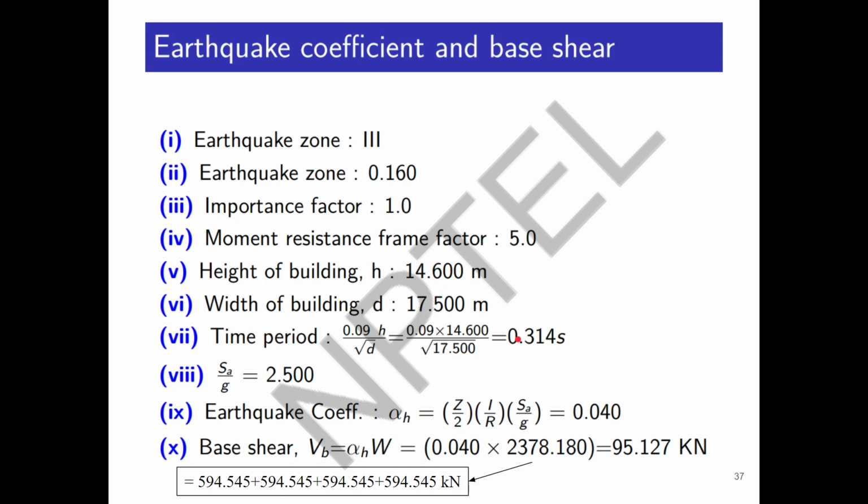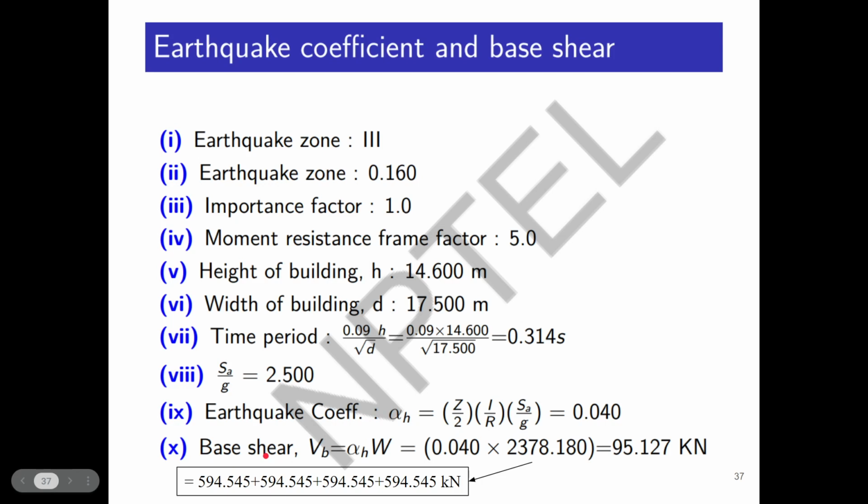Based on this, we can calculate the Sa by g value as per IS 1893. That comes out to be 2.5. Based on this, we can calculate the alpha h value because we know Z, I, R and Sa by g. Putting these values, we get alpha h equal to Z by 2 into I by R into Sa by g, which is 0.040.